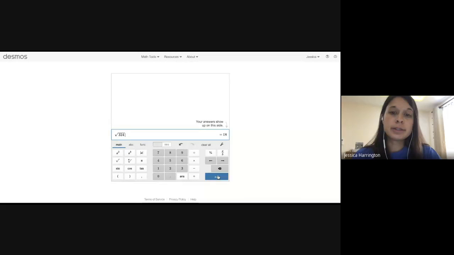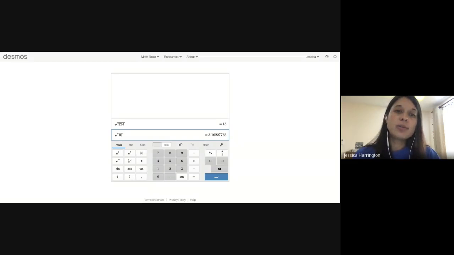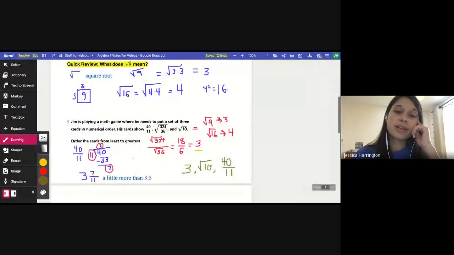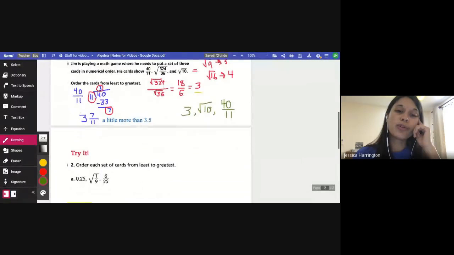Let's clear this. Or new line, square root of 10. I bet you it's close to 3.1. Yeah, it's 3.16. So we were right. It's our check. Okay, so what we're really doing here is using our number sense to kind of figure out which numbers are larger and smaller.